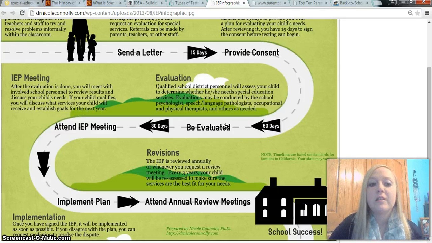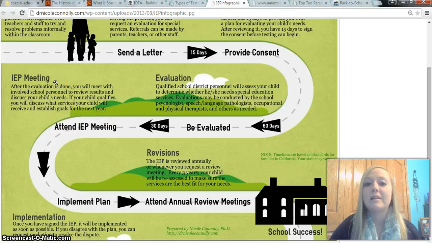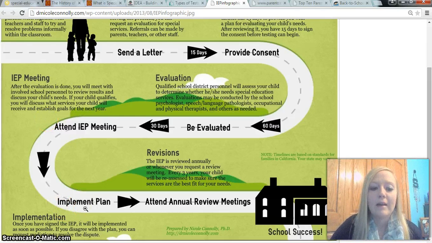And after the evaluation is done, you meet with the school's personnel and review the results and discuss the main needs of your child and to really give them the best education that they deserve. Another big thing about the IEP meeting is that we will establish and really set up goals for your child to meet, so short-term and long-term goals. And after these goals are met, we will really focus on meeting other goals, which is really key for the implementation plan.